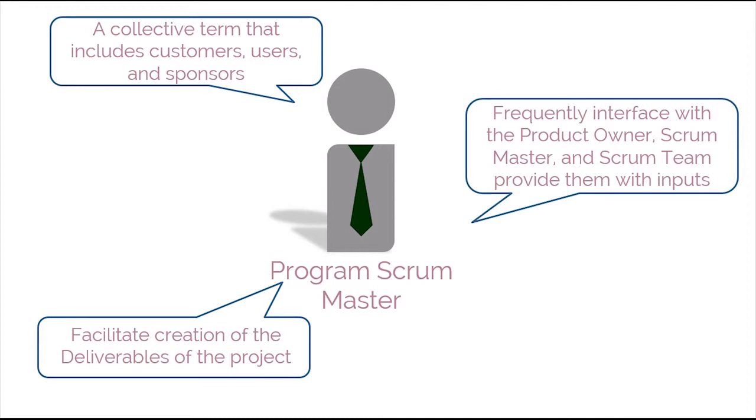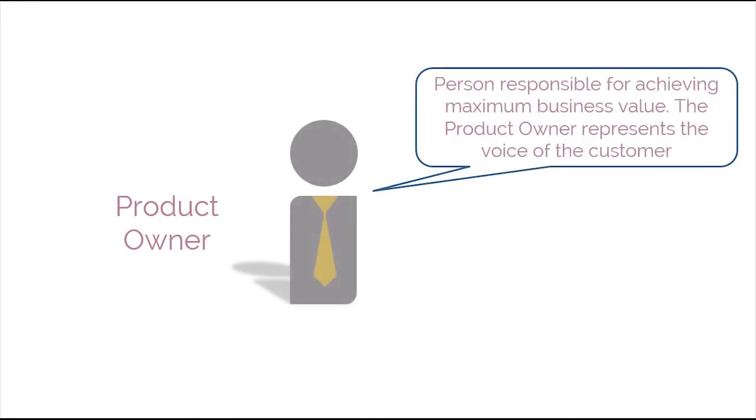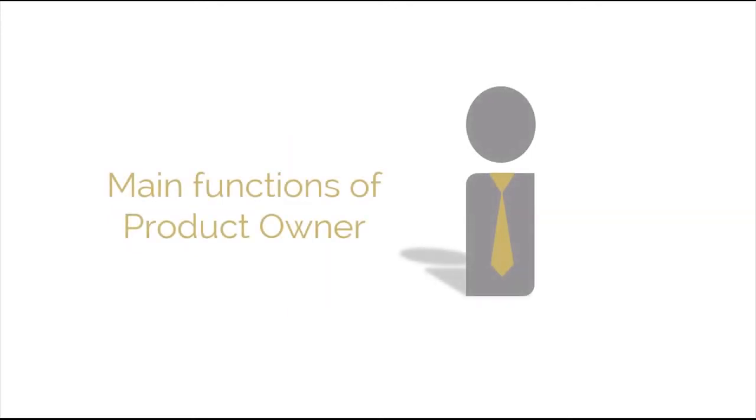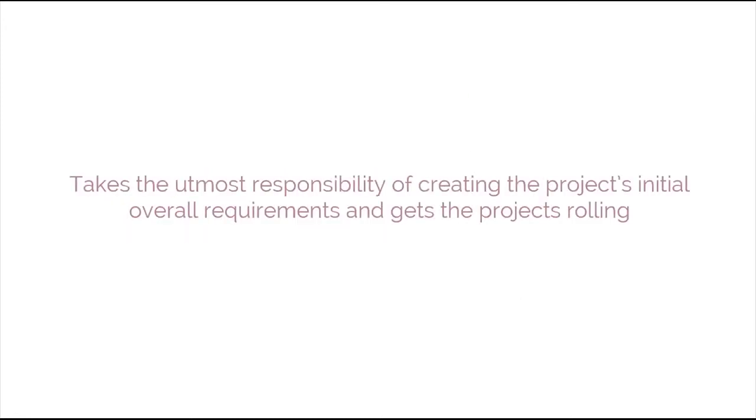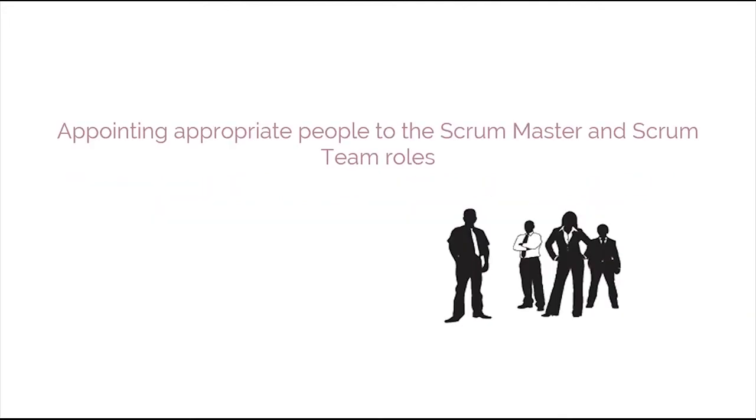Now let's run through the core roles in Scrum. We'll start with the product owner. This person is responsible for achieving maximum business value. The product owner represents the voice of the customer. The main functions performed by the product owner are as follows. The product owner takes the utmost responsibility of creating the project's initial overall requirements and gets the project rolling. Appointing appropriate people to the Scrum Master and Scrum team roles is another important duty that he performs.